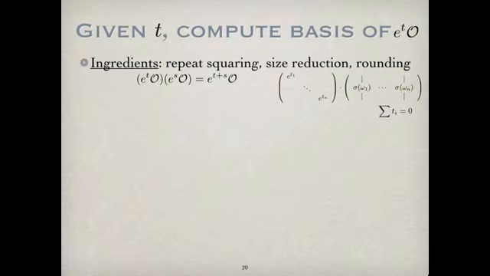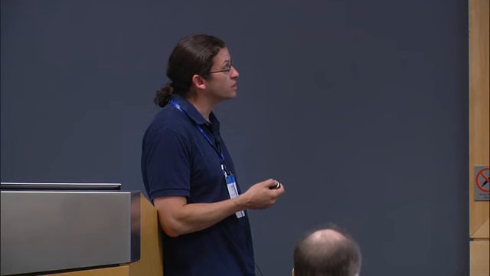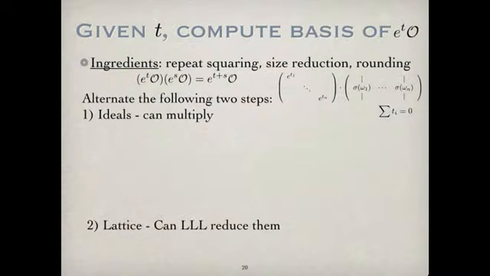I'll just say one thing about computing. The first step is computing a basis of e to the t times o. Basically you want to use repeated squaring, because if we're dealing just with principal ideals here, we can take e to the t times o, multiply by e to the s times o, and we get e to the t plus s times o. That's good. But we have to make sure the representations aren't getting too big and the rounding is working, because this e to the t is going to be doubly exponentially large.